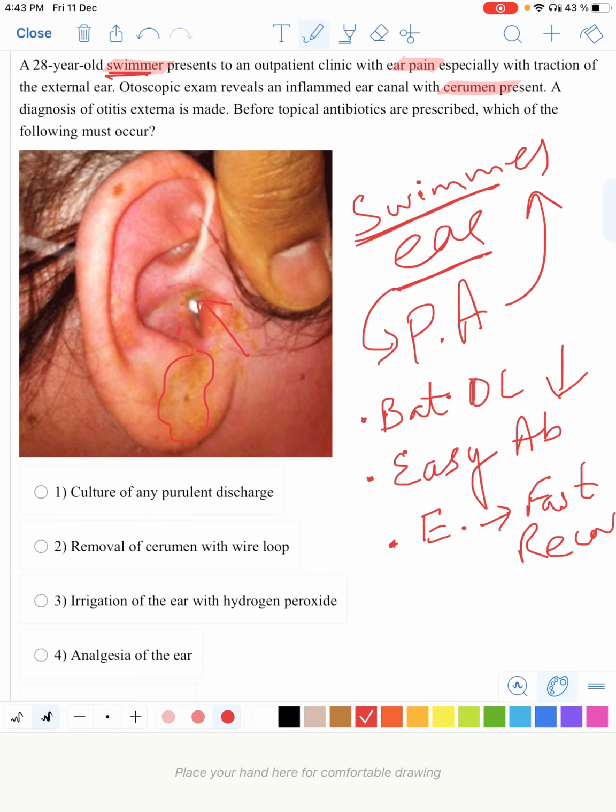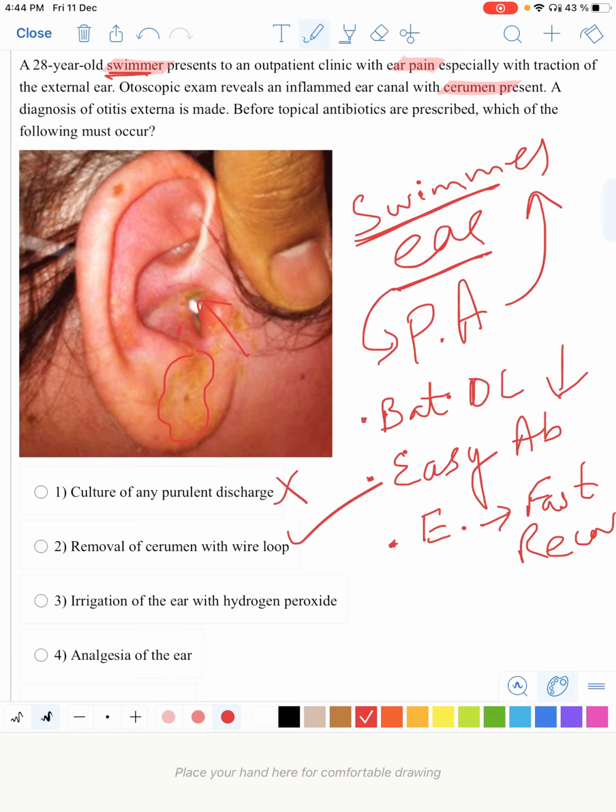Culture of any purulent discharge, yes, it is needed, but it's most commonly Pseudomonas aeruginosa. So we need not do this. If we think we need to know the exact cause, then you should do it. But before the culture results tell you about the organism, you need to give high or broad spectrum antibiotics. So it is not needed before giving antibiotics.